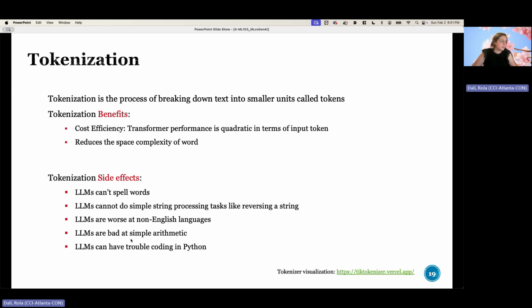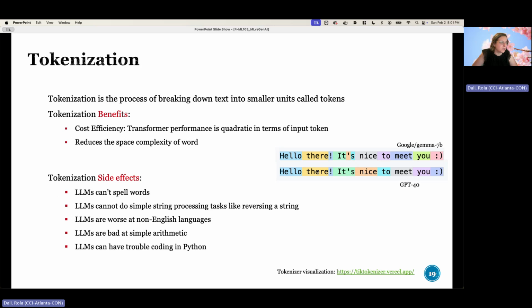It's very bad at simple arithmetic because the tokenizer cuts numbers at different rates, it doesn't see it as the base 10 system that we do. And then it has trouble coding in Python again because of the tokenization of all of the spacing, which some of these have been fixed in various models, but some of the reasons for these is really tokenization. And again, like I said, different models come with different tokenizers, and this website can show you what the tokens look like for different models, and so you can play with that.